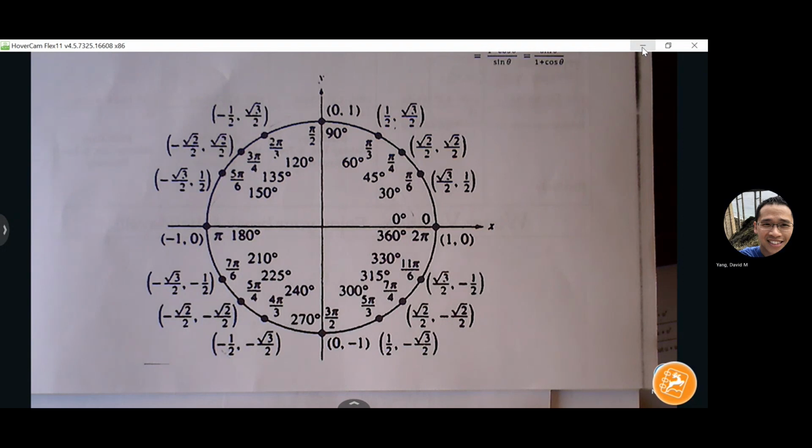And then the pi over 4, the middle diagonals will be the same order pairs. And then the furthest away from the x-axis is the same order pair. And the only difference then is your signs.